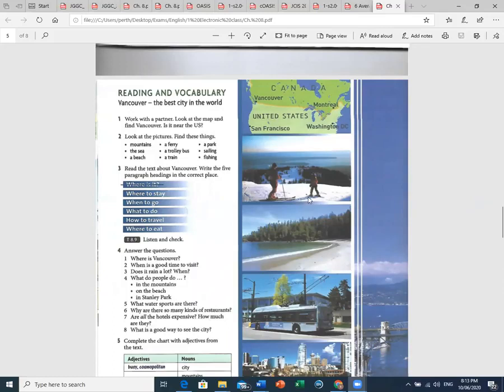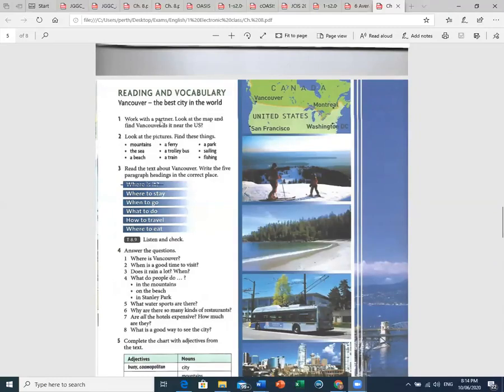Here at page 60, we have reading and vocabulary. Here, we're going to talk about Vancouver, the best city in the world.